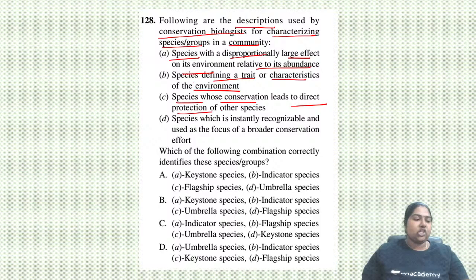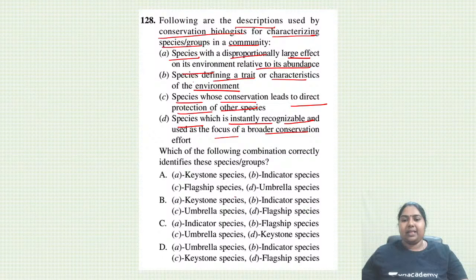The species which is instantly recognizable and used as the focus of conservation effort. So what do you call them? Which of the following options is correct? Keystone species, indicator, flagship, umbrella. Keystone, indicator, umbrella, flagship. Indicator, flagship, umbrella, keystone. Umbrella, indicator, keystone and flagship.